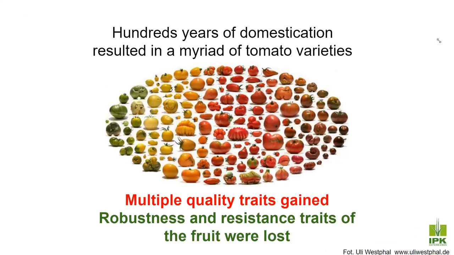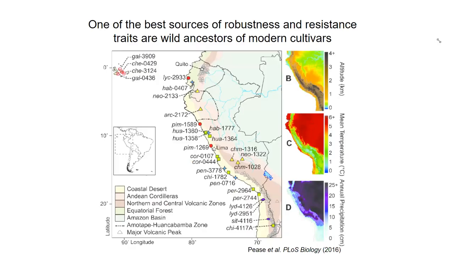So the story starts with 100 years of domestication of tomato that resulted in a myriad of tomato varieties. And during that process, multiple quality traits were gained, resulting in the tomato as we know it now. But the robustness and resistance traits of the fruit were lost. And one of the best sources of robustness and resistance traits are the wild ancestors of modern cultivars. And most or all of them, as you probably know, come from South America. And a couple of them are actually sequenced and well characterized on the genetic level.